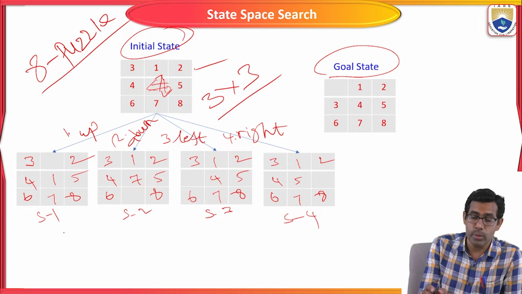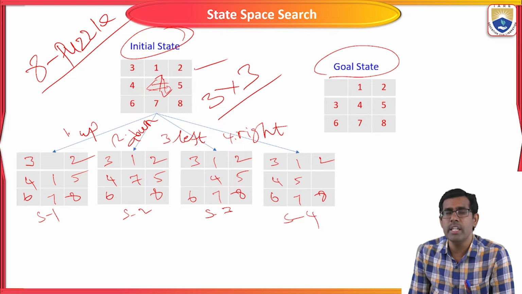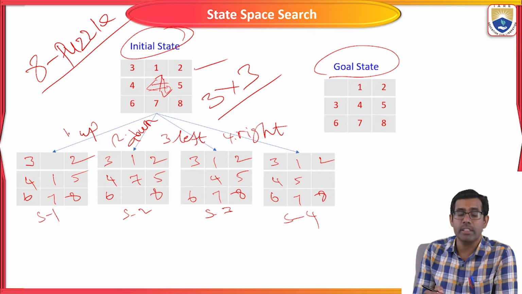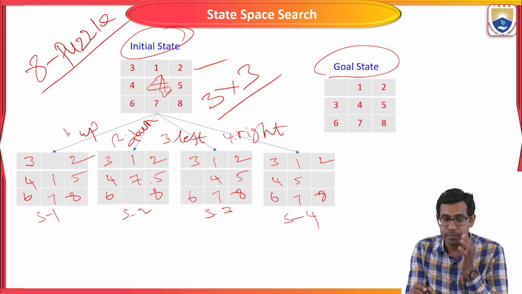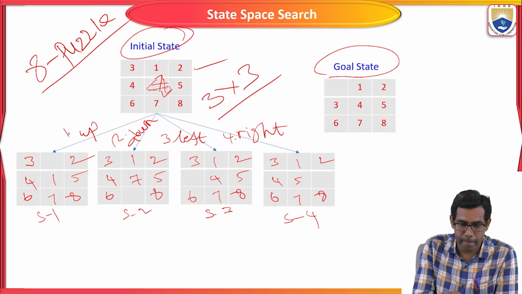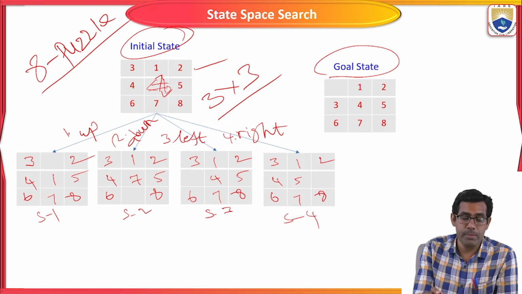So if it is 3, space, 2, 1, 4, 4, 1, 5, 6, 7, 8, this is not optimal. It will not be an optimal solution. It will not reach the goal state in the next step. The second one is state 2. Then again it will not produce an optimal solution. State 2 also will not produce an optimal solution.